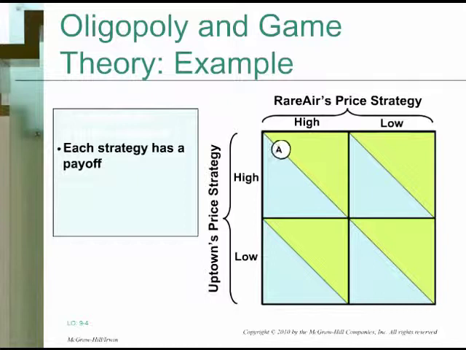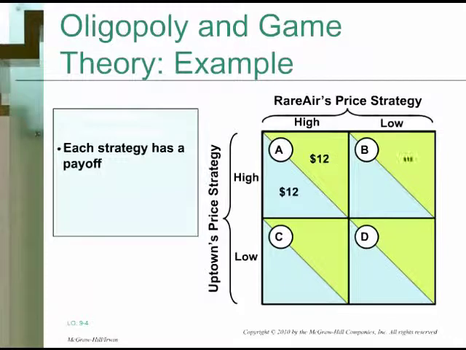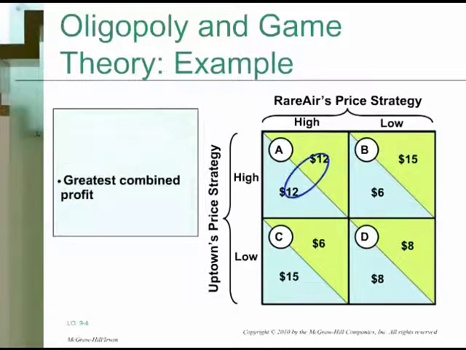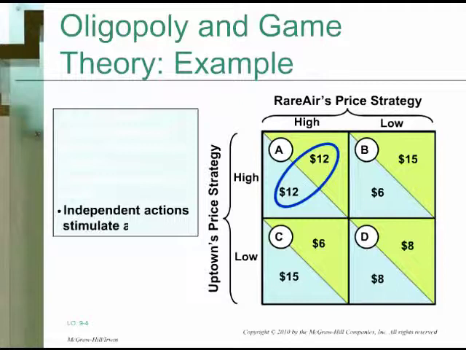However, if one sets the price to low, while the other's price is high, the one with the high price will make only $6 due to lost market share, while the one with the low price will make $15. The greatest combined profits occur if both set prices to high. However, in this situation, each firm has an incentive to switch to a low price. Without coordination, both firms will end up worse off, making only $8 each.